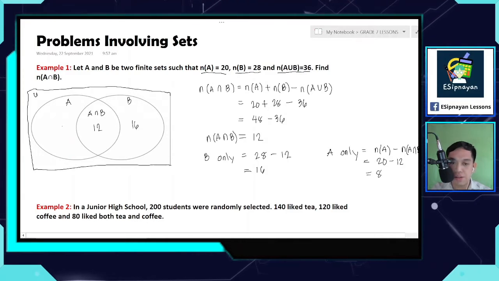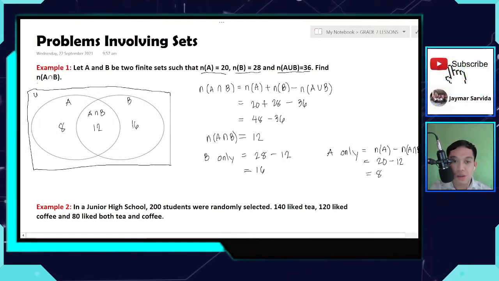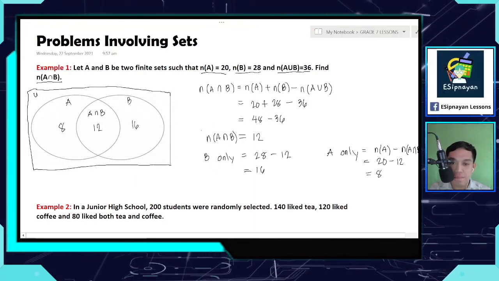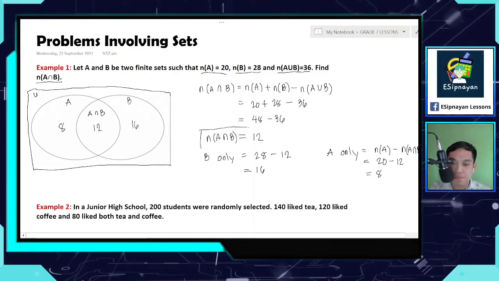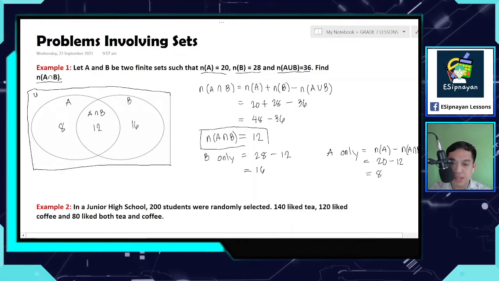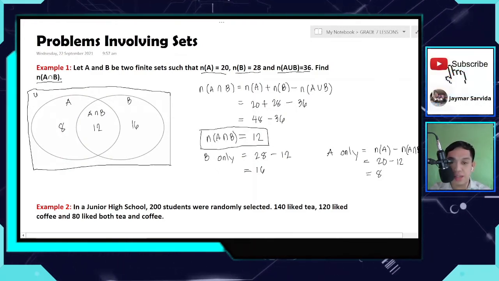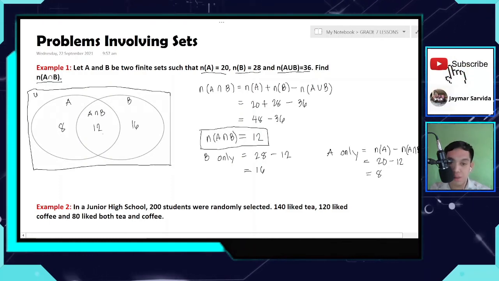So, 8 dito. So, ano ba yung tinatanong kanina? Find the number of elements of A intersection B. Okay, so the answer is 12. Okay? So, ito yung ating answer. Okay, ayan. So, the number of elements of A intersection B is 12.